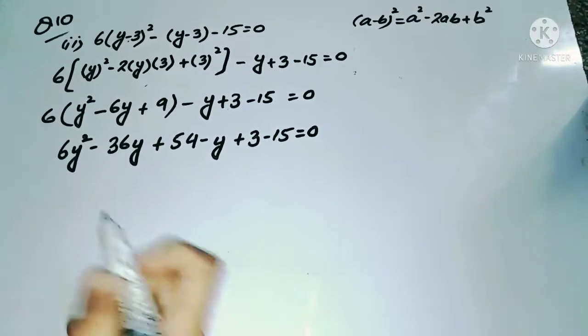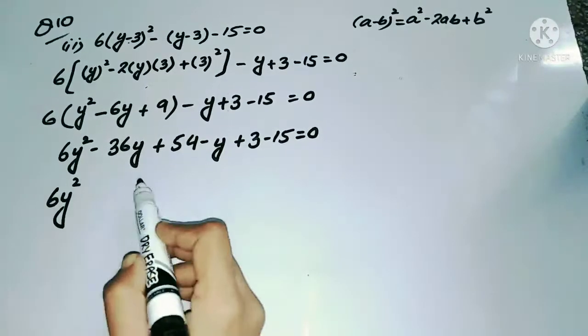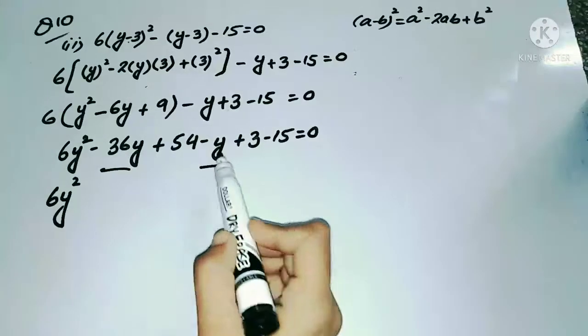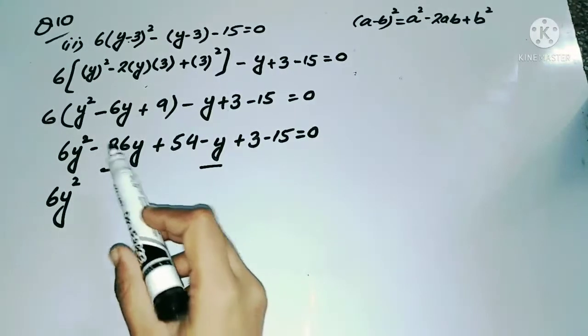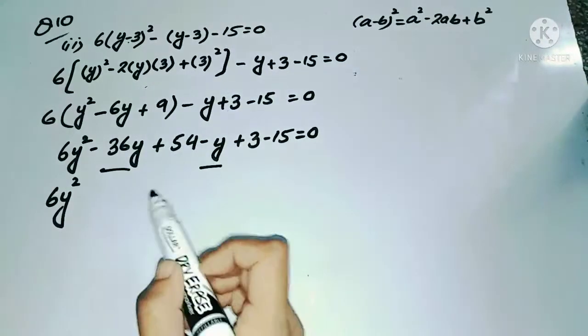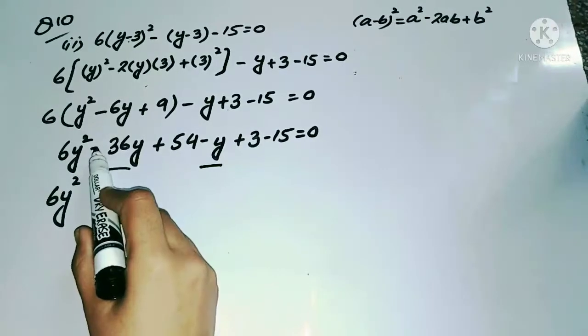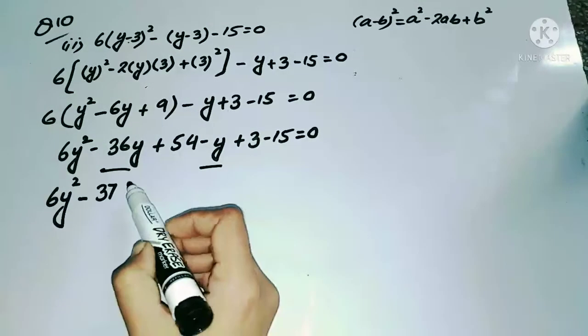Alright, students, here you can see that it's 6y square, so you can take 6y square. Now this is a y term and this is a y term. Now you have to solve the like terms together. So this y and this y are the like terms, so now solve them together. Minus minus is plus. It means that you will add 36 plus 1 is 37. And you have to write down the sign of the bigger number, minus 37y.